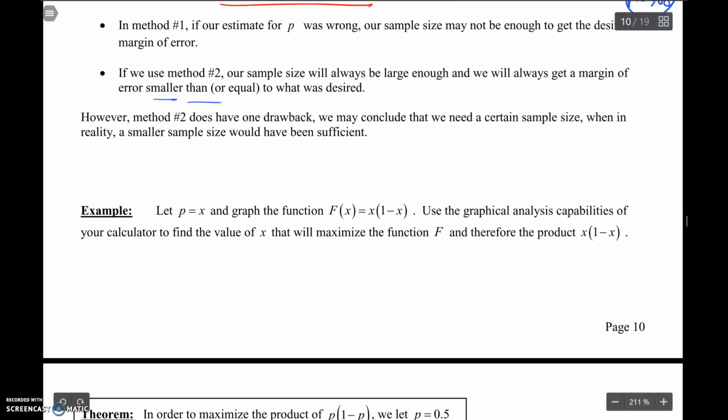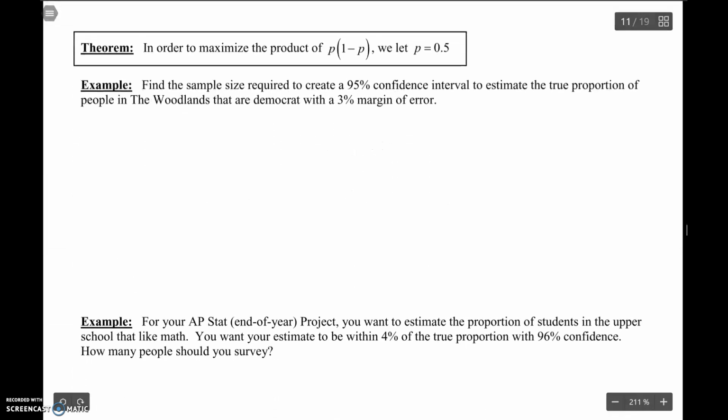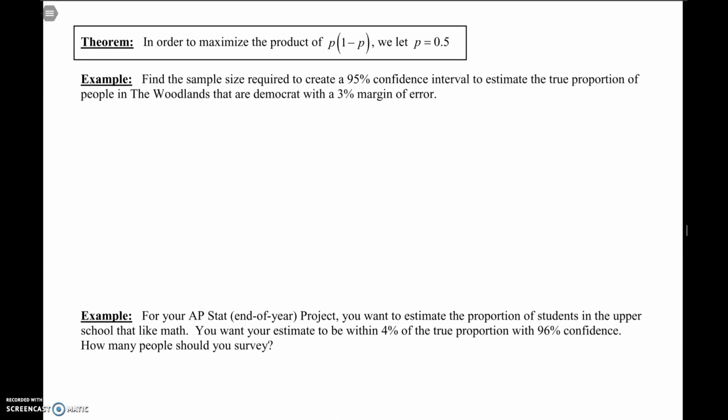Example, this is all just finding the maximum value. We already did that, so we don't need to do that again. In order to maximize the product of p hat, q hat, we will let p hat be equal to 0.5. So you got to know this. You got to remember this. So let's do this example.